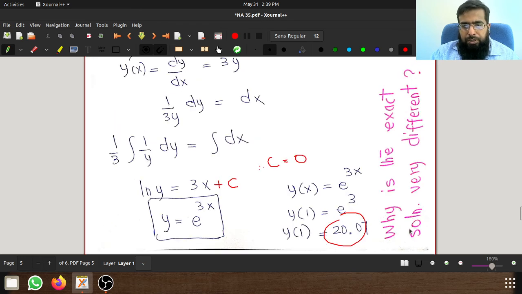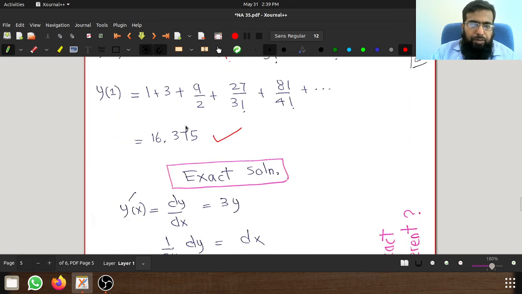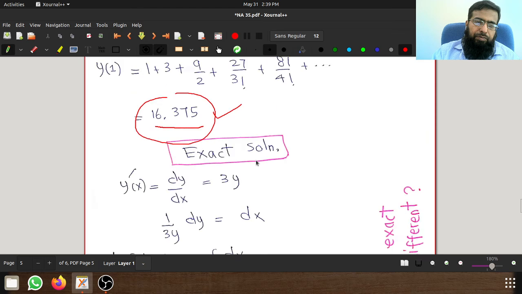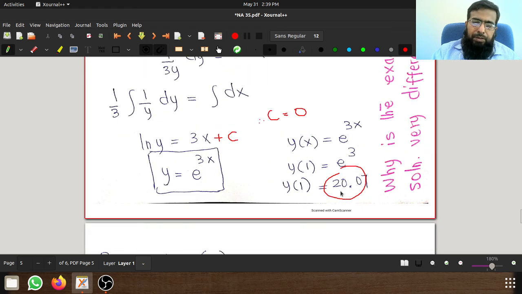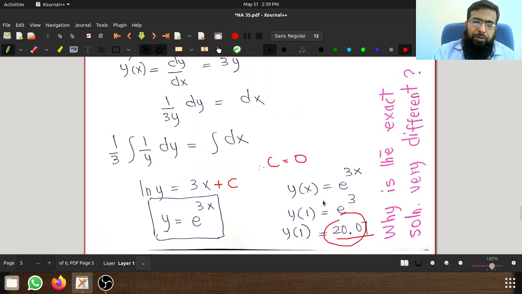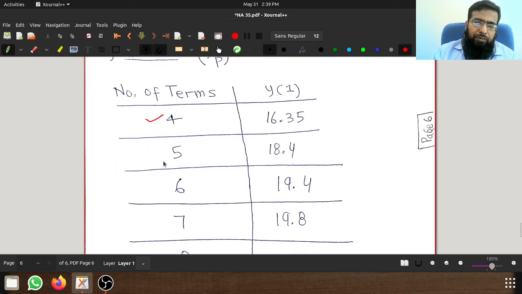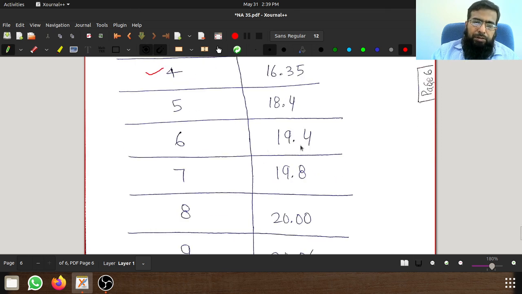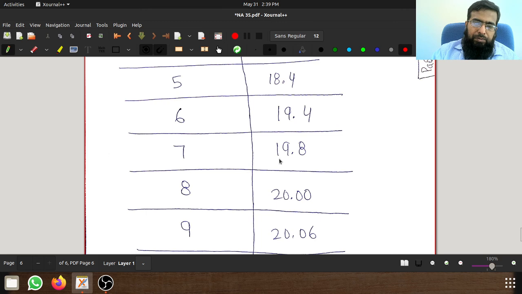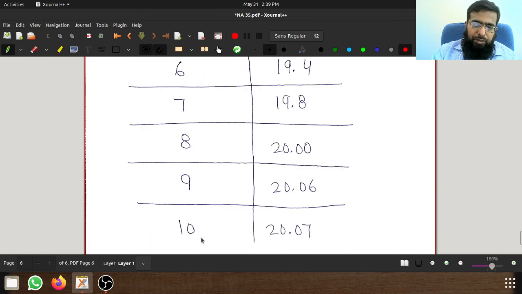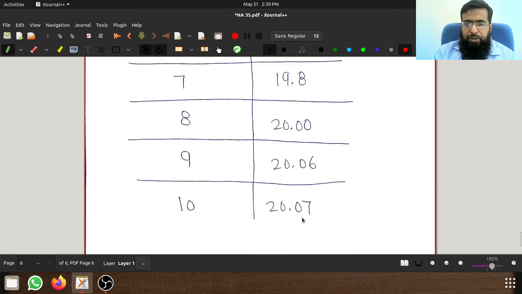This is the exact answer, and I have written it as a question here. Why is the exact solution very different from the approximate solution that we have computed using the Taylor series method? The answer is 16.375 here, but the exact answer is 20.07. Why is it different? Because we have used only 4 terms. If we used 5 terms, the answer would be 18.4. If you used 6 terms, the answer is 19.4, and if you use 7 terms, the answer is 19.8, and you keep on going. If you use 10 terms, the answer is the exact 20.07.